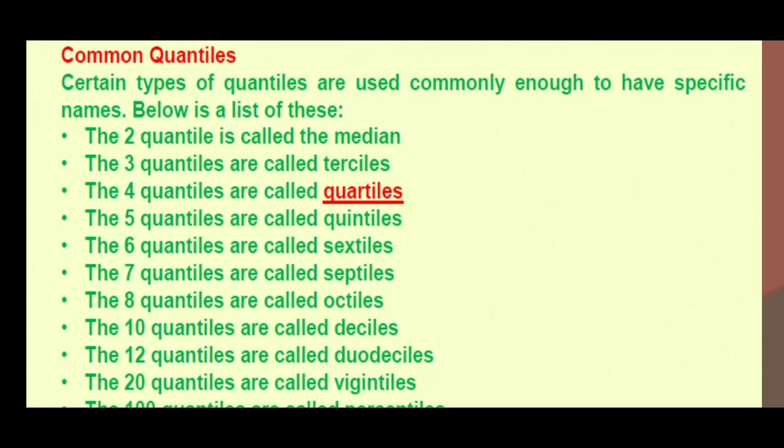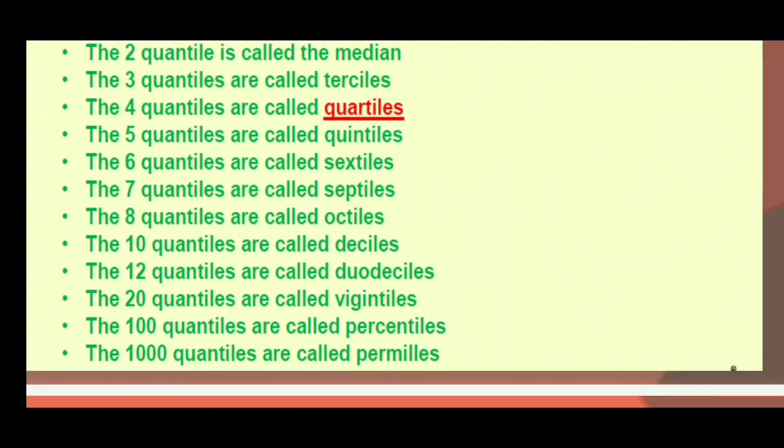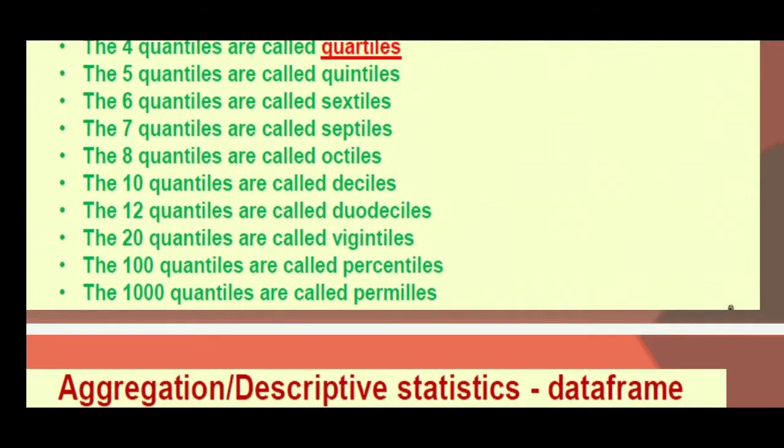2 quantile is called the median, 3 quantiles are called terciles, 4 quantiles are called quartiles, 5 quantiles are called quintiles, 6 quantiles are called sextiles, 7 quantiles are called septiles, 8 are called octiles, 10 are called deciles, 12 are duodeciles, 20 are called vigintiles, 100 quantiles are called percentiles, and 1000 quantiles are called permilles. So these are the quantiles.